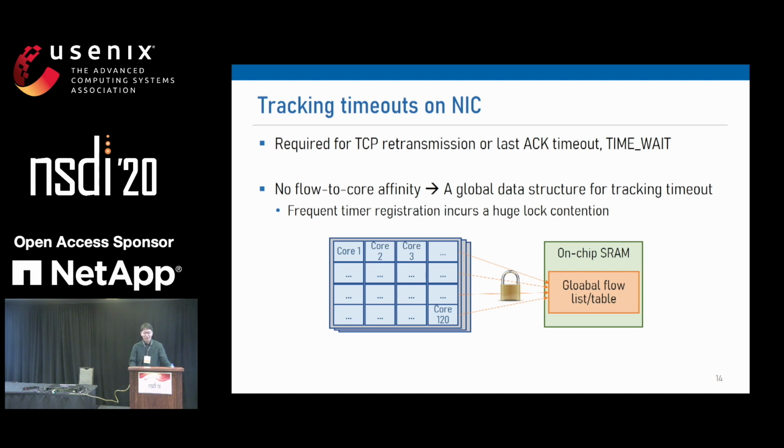But the problem here is that in a typical TCP flow, arming and disarming a timer will happen multiple times for every connection. So under a high connection rate, it becomes an expensive write-heavy operation, which causes huge lock contention.